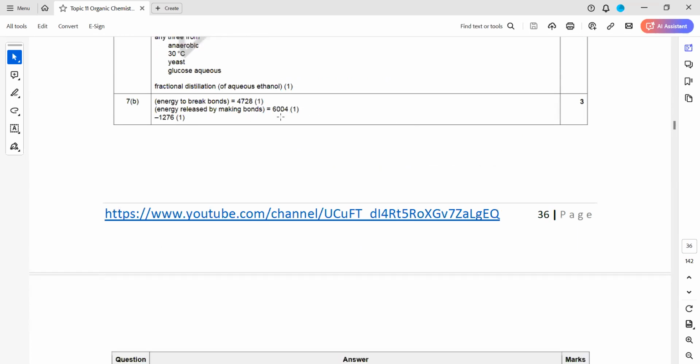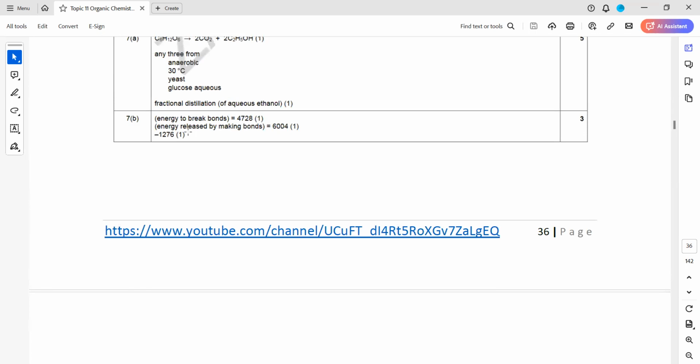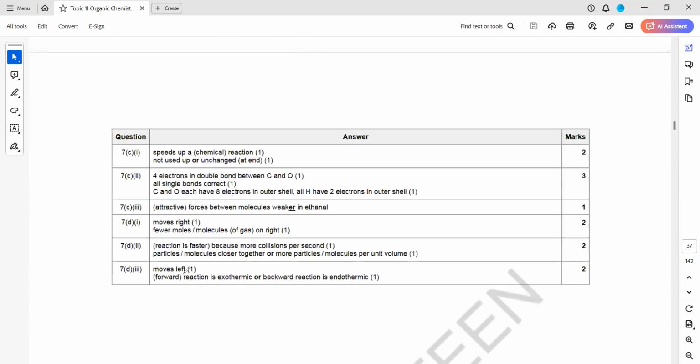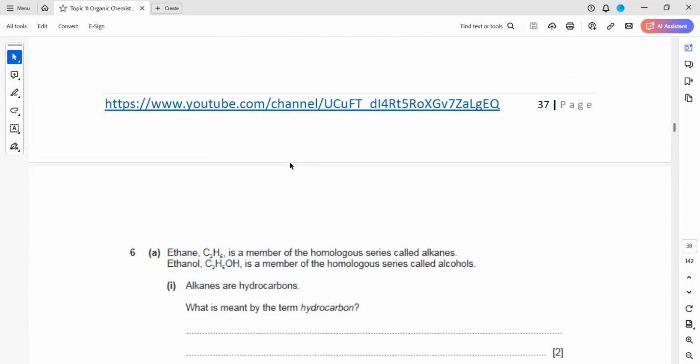The bond release energy was different, like 6004 was there, so it was minus 1276. In the explanation, you will write, as you can see in this part, equilibrium shifts towards the left because the forward reaction is exothermic or the backward reaction is endothermic. If forward is exo, backward is endo. If forward is endo, backward will be exo.